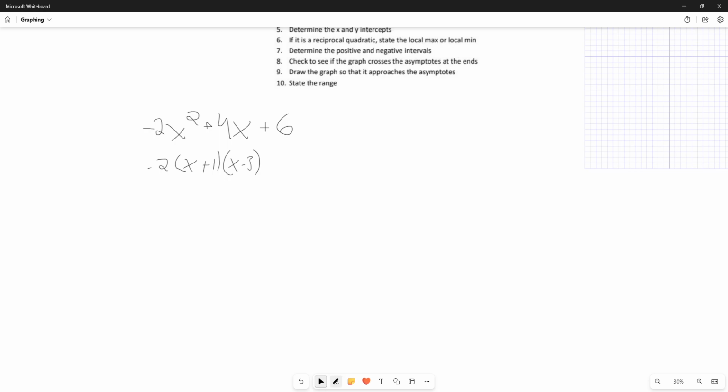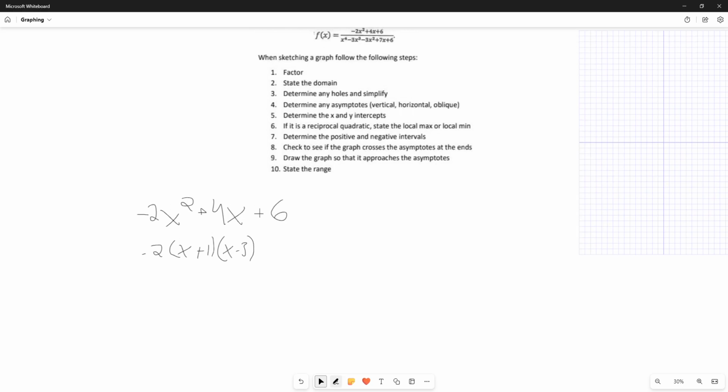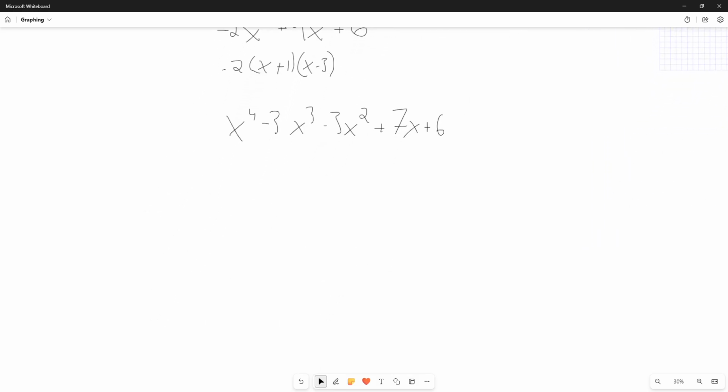Then, when you factor the bottom, which was x to the fourth minus 3x cubed minus 3x squared plus 7x plus 6, and then using the factor theorem, the end result from that was x plus 1 squared and x minus 2 and x minus 3.